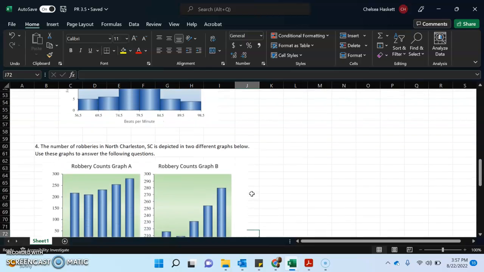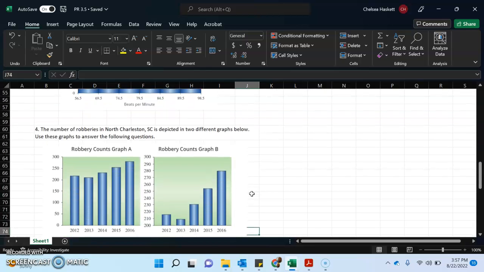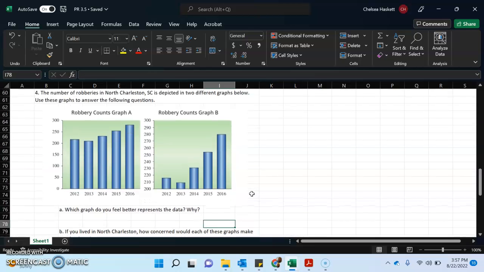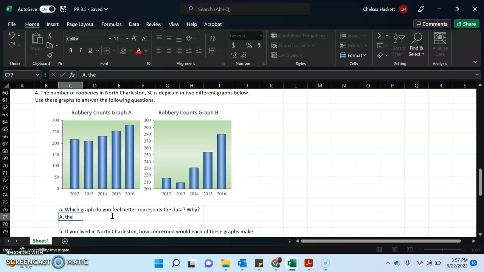All right, number 4, the number of robberies in North Charleston, South Carolina is depicted in 2 different graphs below. Use these graphs to answer the following questions. Which graph do you feel represents the data better? Looking at this, if we look at A, the axes start with 0. We're doing great. But if we look at B, it starts at 200, and that kind of throws us off. So I would say A. The main reason is the y-axis starts at 0, so it represents the whole graph.